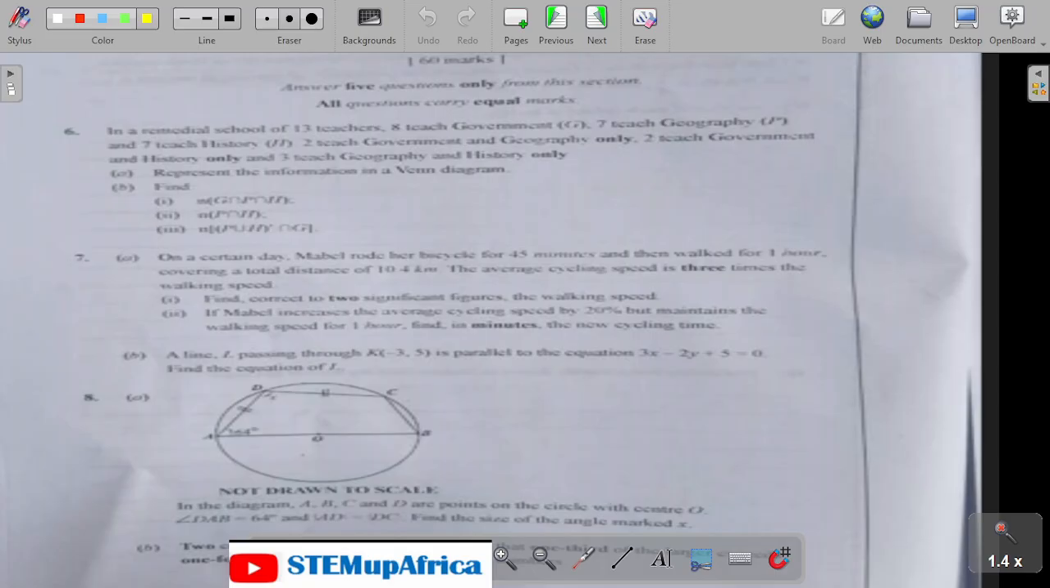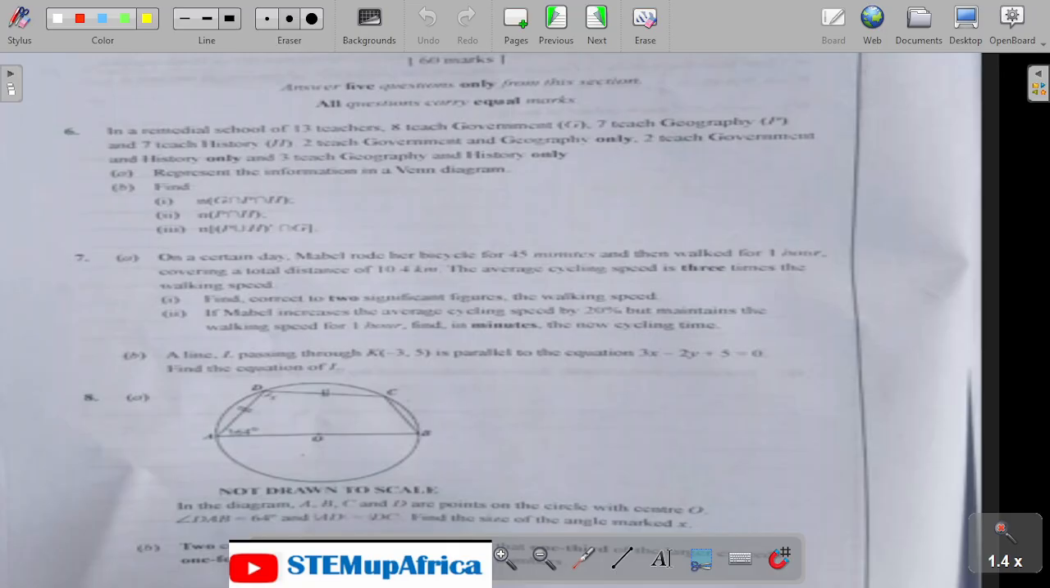It says in the remedial school of 13 teachers, 8 teach government, 7 teach geography, and 7 teach history. 2 teach government and geography only, 2 teach government and history only, and 3 teach geography and history only. Question A: represent the information in a Venn diagram. So let's find the solution to this.